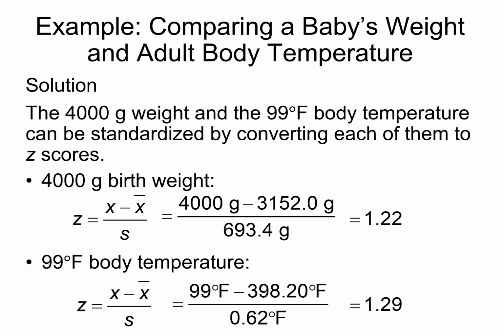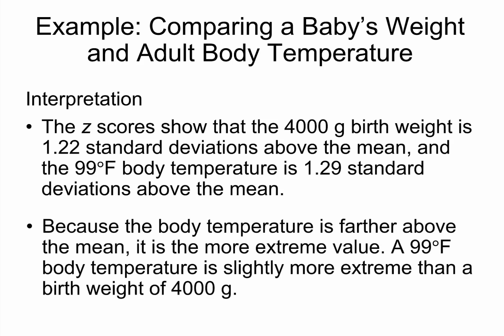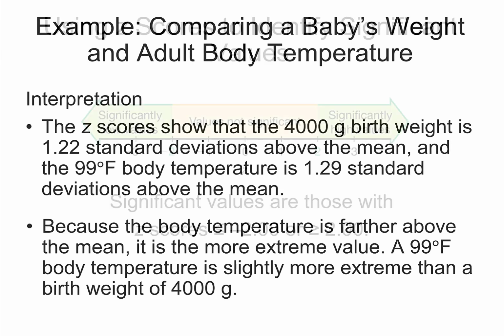The higher the z-score is, the further from the mean or the more extreme the data value is. So these z-scores show that the 400-gram birth weight is 1.22 standard deviations above the mean, while the 99-degree Fahrenheit body temperature is 1.29 standard deviations above the mean. Because the body temperature is further above the mean, it is a more extreme value.